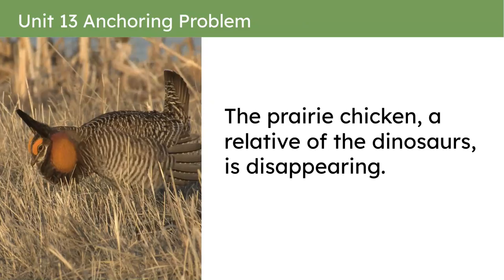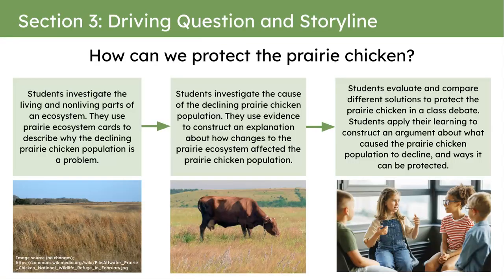The anchoring problem is, the prairie chicken, a relative of the dinosaurs, is disappearing. Students analyze data about the population of prairie chickens and will start to wonder why their numbers are decreasing. The driving question for Section 3 is, how can we protect the prairie chicken?